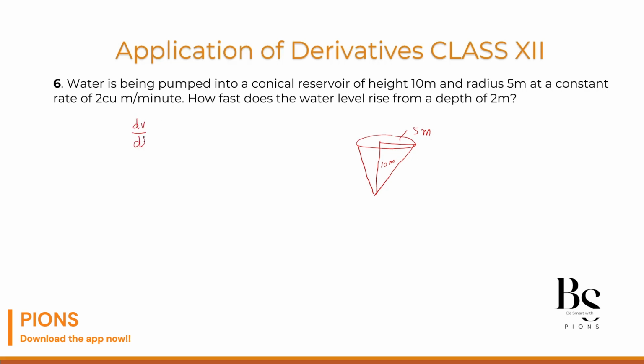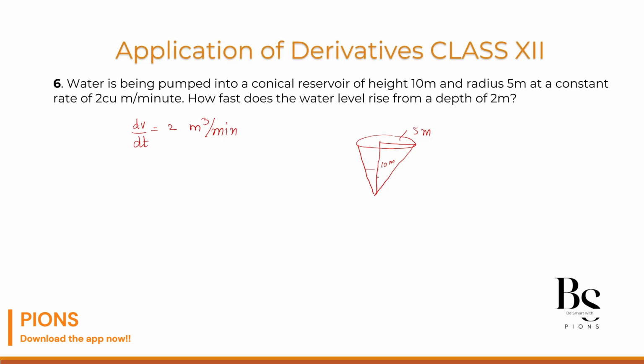Cubic meter is what? dV by dt. Let me repeat again. Cu is cubic, so it is volume, 2 meter cube per minute. This is the way of writing cubic meter, correct? So 2 meter cube per minute, that is our dV by dt. How fast does the water level rise from a depth of 2 meter? Clear?